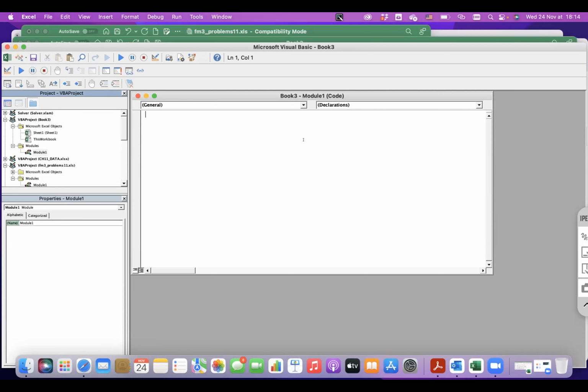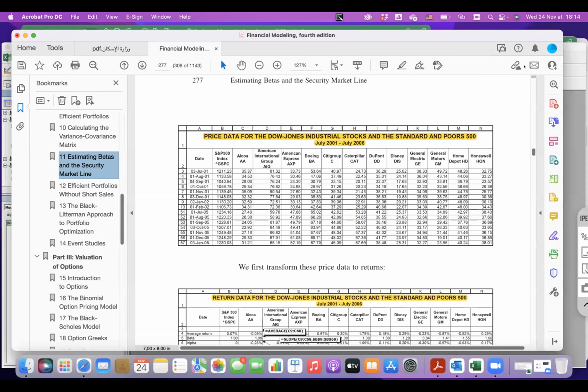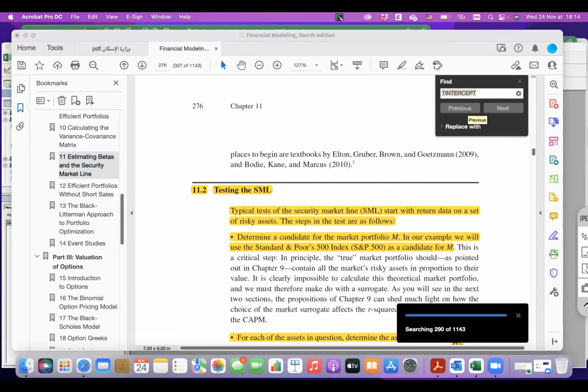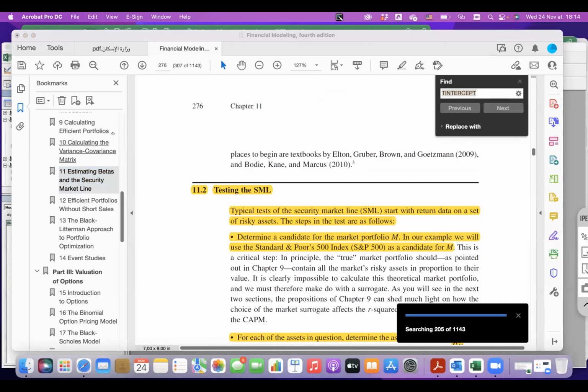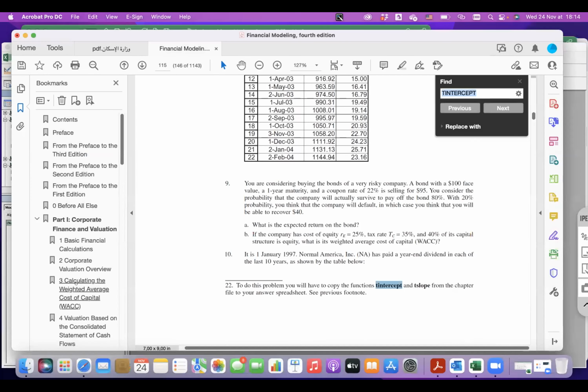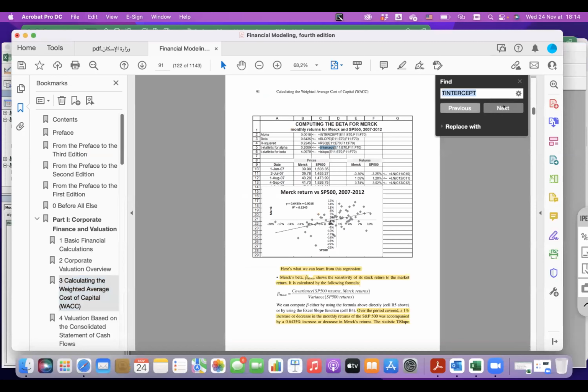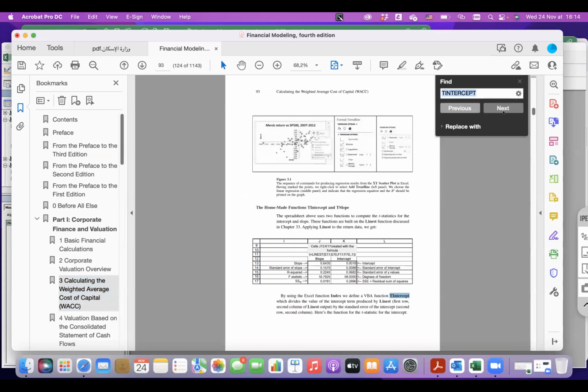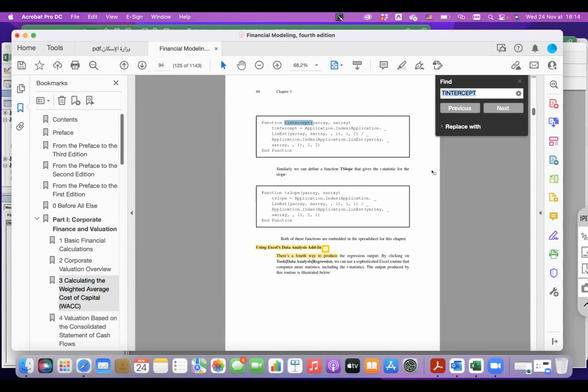Now we are ready to insert the function for the t-student for the slope. The function is available in the textbook. You go to the textbook here. We need the t-intercept, which is in chapter 3, I think. The formula is on page 94. You have two functions: t-intercept and t-slope.